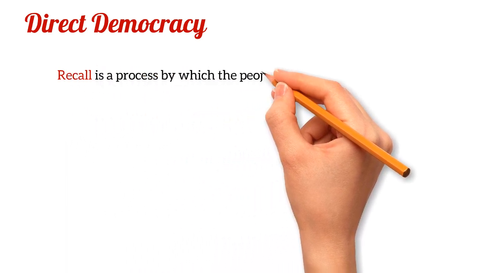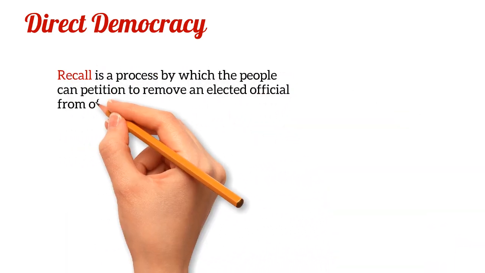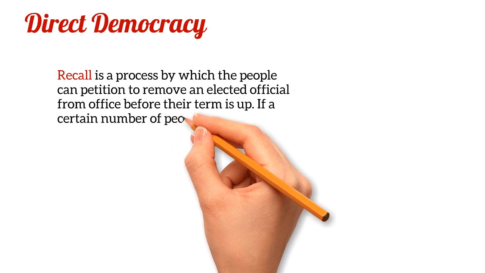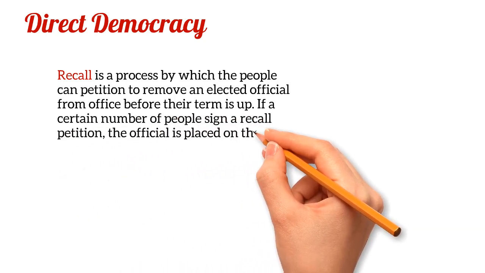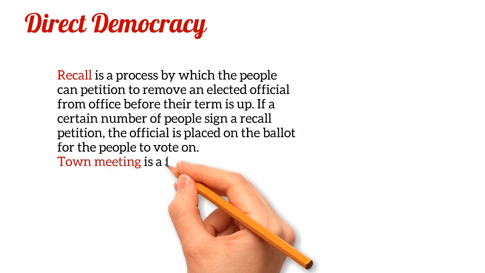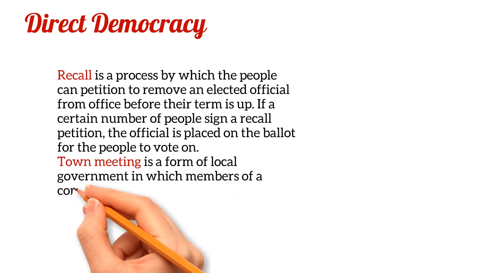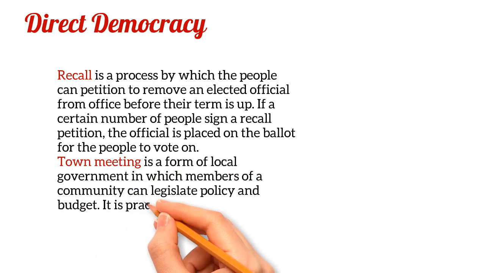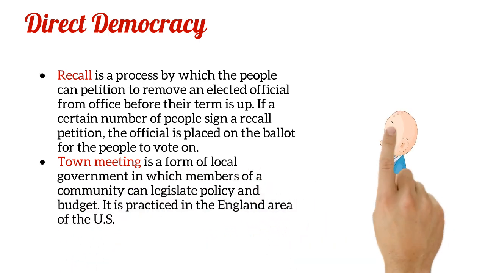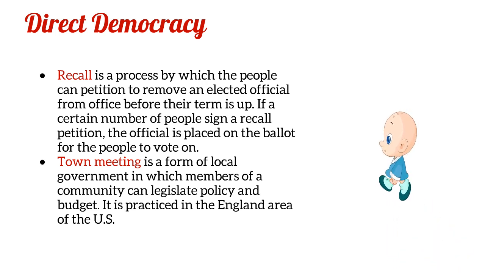Recall is a process by which the people can petition to remove an elected official from office before their term is up. If a certain number of people sign a recall petition, the official is placed on the ballot for the people to vote on. Town meeting is a form of local government in which members of a community can legislate policy and budget. It is practiced in the New England area of the US.